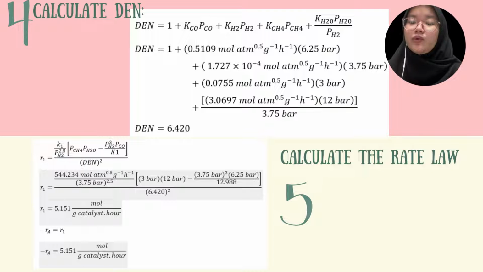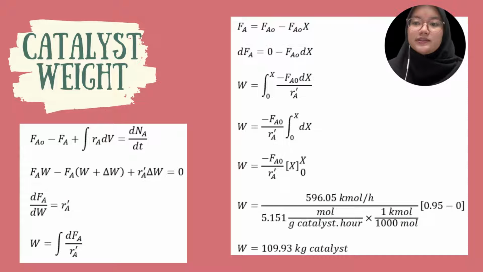Then, after we obtain the DEM, we will proceed to calculate the rate law using the formula shown here, and the value of the rate law obtained is shown here as well. The equation used to calculate the weight of catalyst is derived based on the general mole balance equation. Hence, we obtain the weight of catalyst used in this reaction is 109.93 kg of nickel oxide.